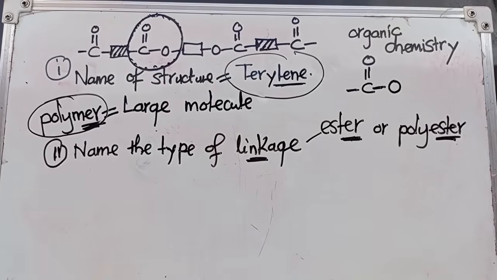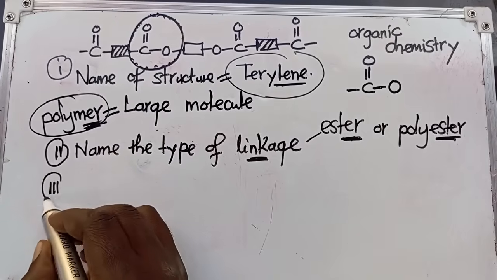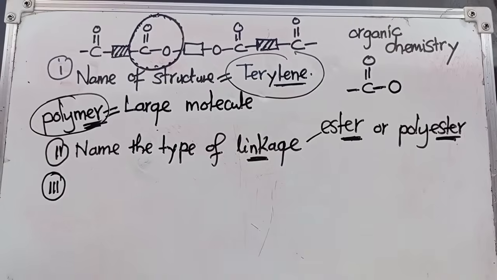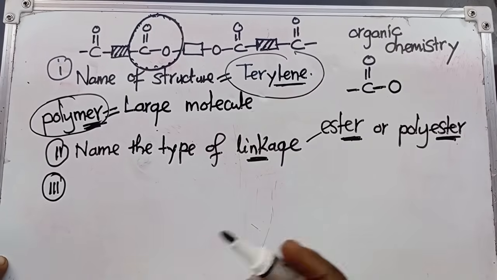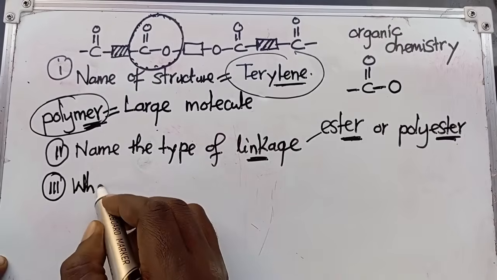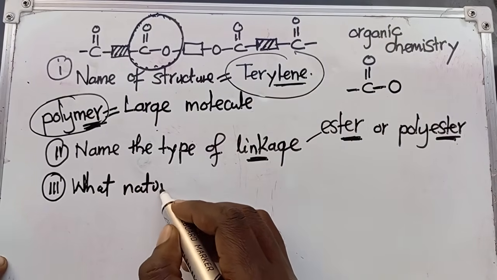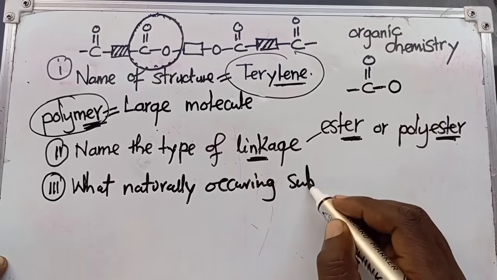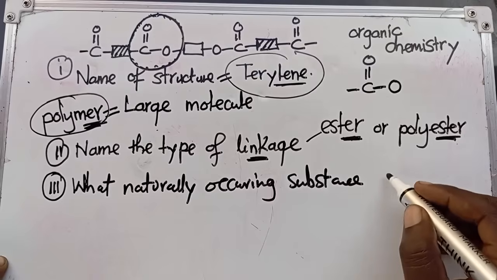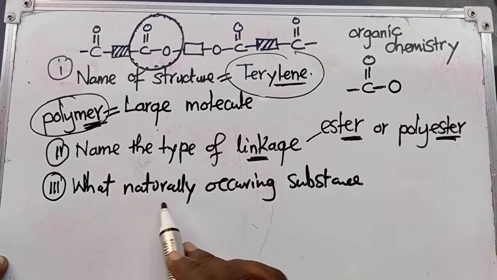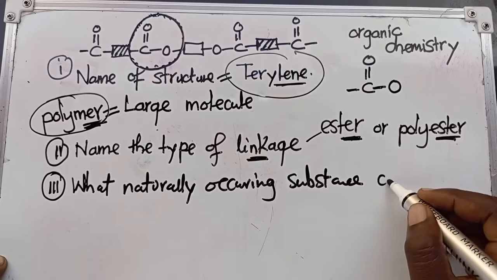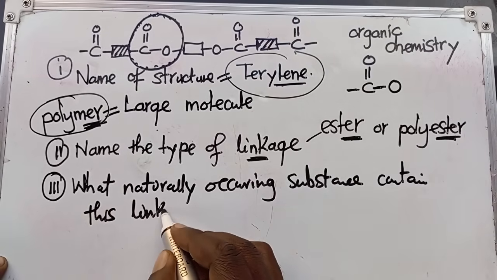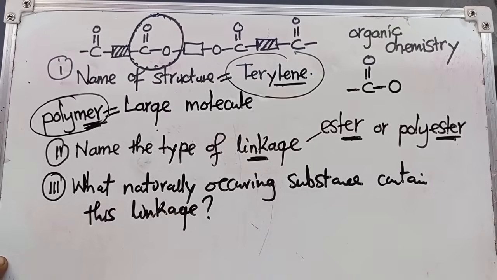You may also find another question. This is just an exam question that I'm trying to explain here. Even as I'm teaching, you're also writing down, trying to analyze these questions. They may ask you, what naturally occurring substance will contain this linkage? So the question is, this linkage, then a question mark here.